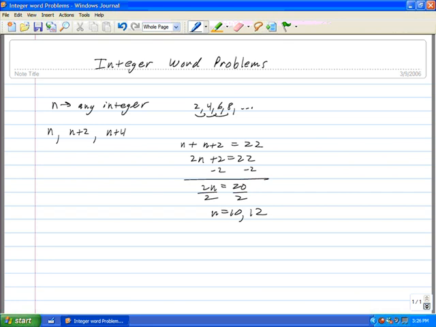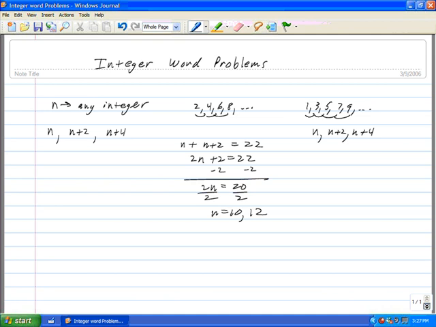And oddly enough, your consecutive odd integers can be represented in a very similar fashion. Your odds are 1, 3, 5, 7, 9, etc. And again, if we pick n to be the first one, your odds, just like the evens, are 2 apart. So if n is the first one, n plus 2 is again the next one, n plus 4 is the next one, and so on.